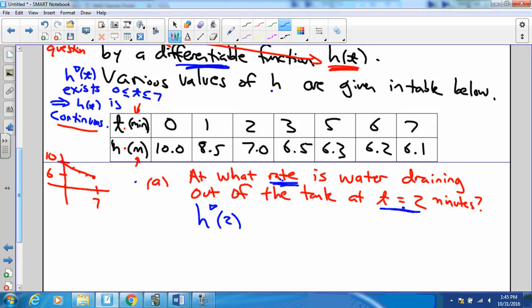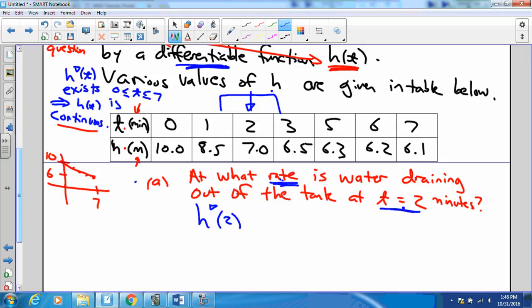So this is what I'm trying to find. Now, I can't find this with derivative rules because I have no idea what the equation is that governs this function. Okay, fair enough. So the way I'm going to estimate this is to set up a difference quotient for points that are close to t equals 2.